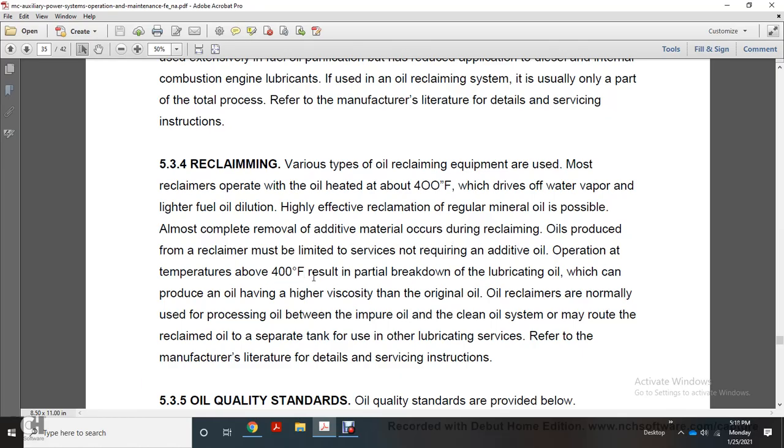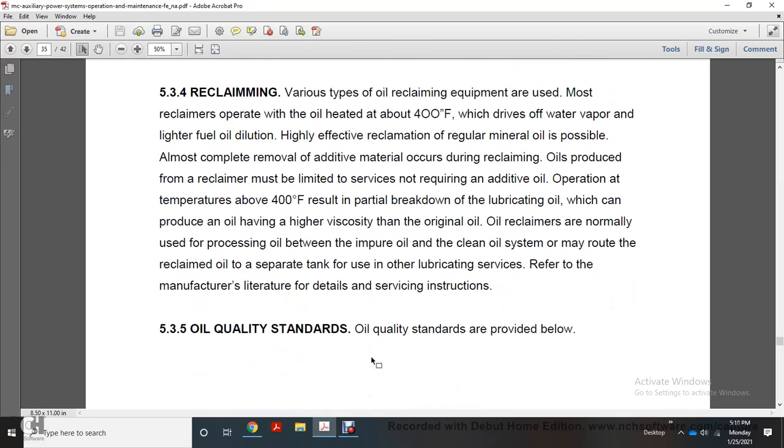Oil operating at temperatures above 400 degrees Fahrenheit may result in partial breakdown of the lubricating oil, which can produce oil having a higher viscosity than the original oil. Oil reclaimers are normally used for processing oil between the impure oil and clean oil systems. The system may route the reclaimed oil to a separate tank for use as other lubricant. Refer to the manufacturer literature for device servicing and instructions.